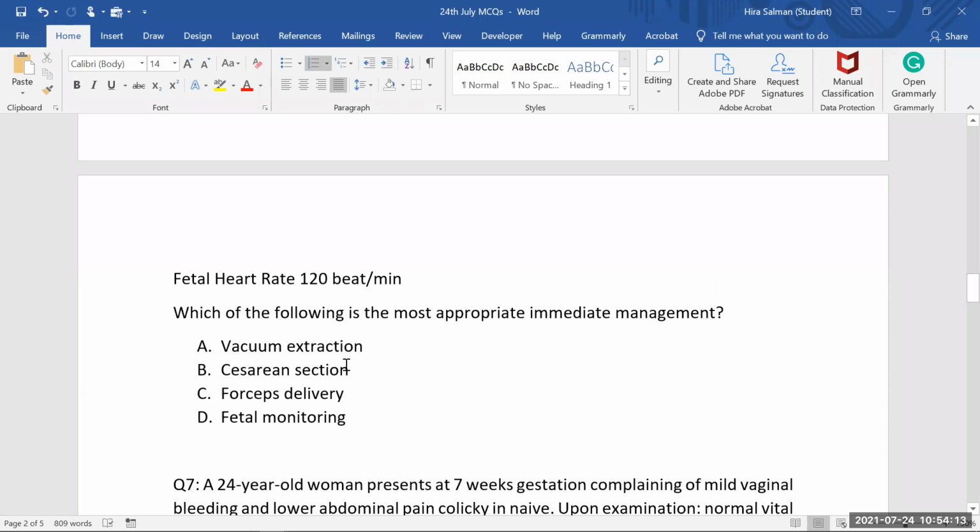Are you going to go for vacuum extraction? Cesarean section? Forceps delivery? Fetal monitoring? What should be your most appropriate immediate management? We will go for the cesarean section.